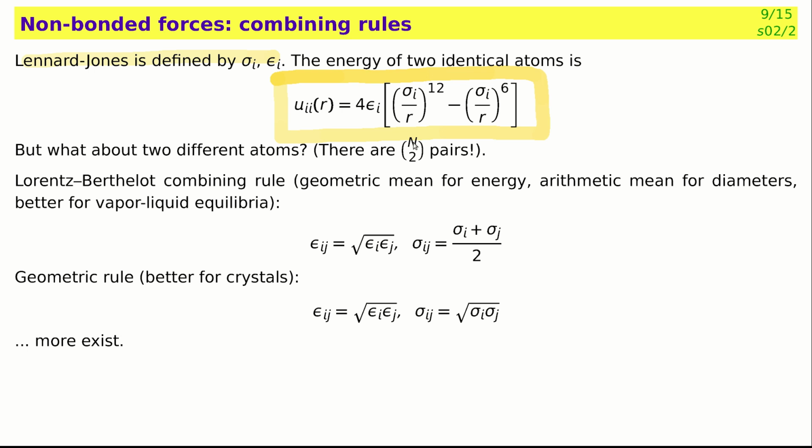But if we have n types of atoms, we have many pairs. So it's a good idea to be able to calculate the cross term, that is the interaction between unlike atoms, from the parameters of the pure atoms, of the like atoms. This is accomplished by the so-called combining rules. Of course, there are many combining rules, but the most common two are the following. Usually, for the energetic terms, we use the geometric mean.